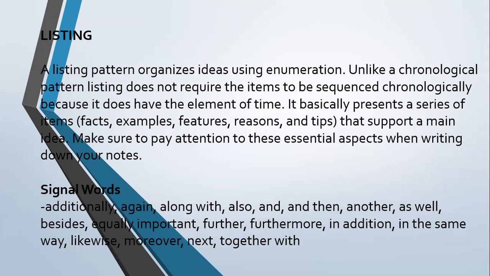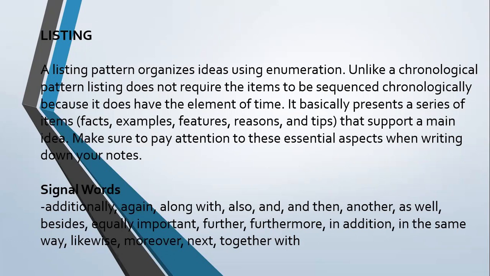A listing pattern organizes ideas using enumeration. Unlike a chronological pattern, listing does not require the items to be sequenced chronologically because it does not have the element of time. It basically presents a series of items, such as facts, examples, features, reasons, and tips that support a main idea. Make sure to pay attention to these essential aspects when writing down your notes.